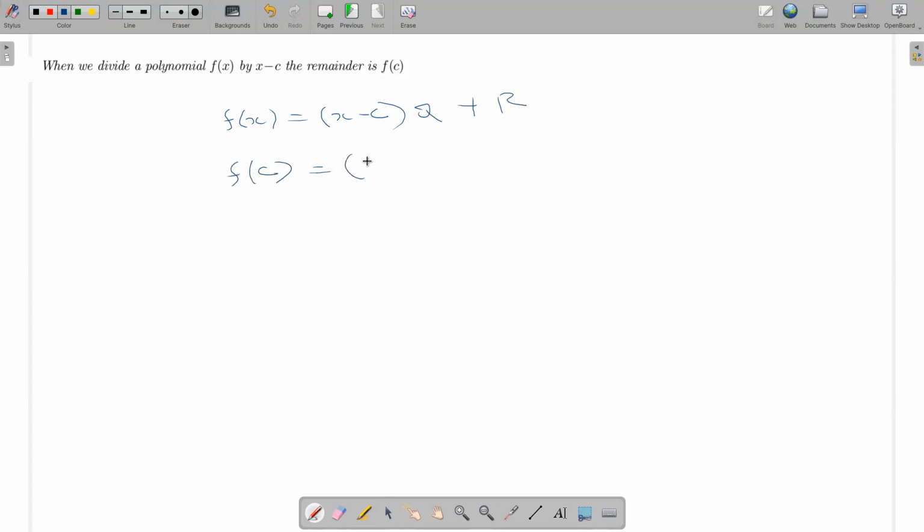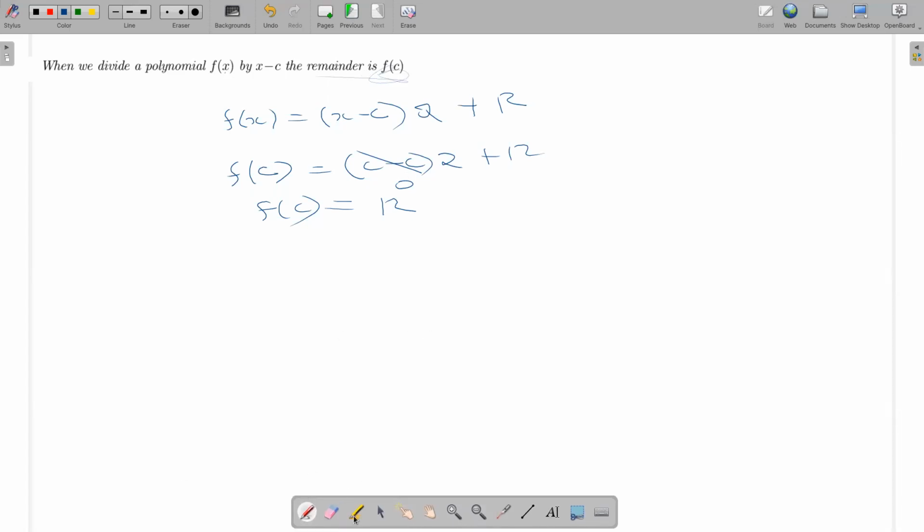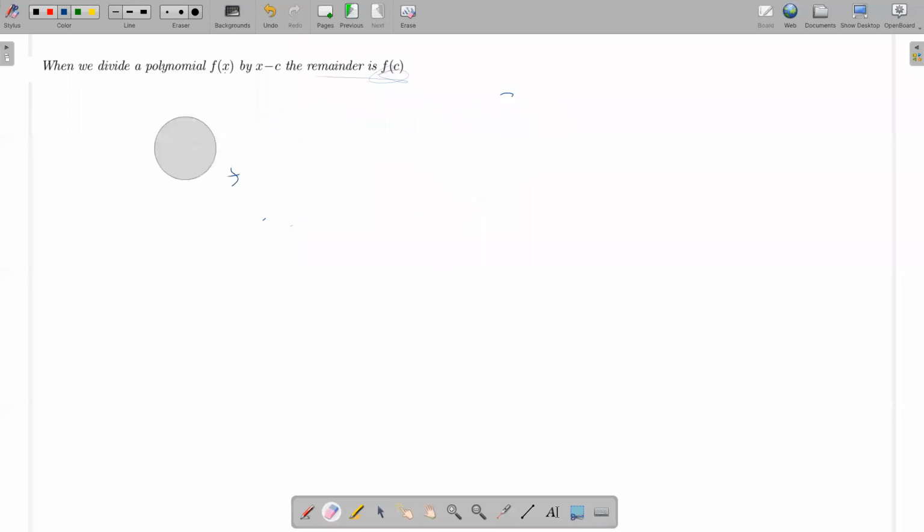This c minus c becomes 0, plus r. So this cancels out because it's 0. I get r equal to f of c. That is the proof of this rule, no? The theorem is very easy. So this is saying when we plug in the c value into the function, the remainder is the same as that. So instead of plugging in, if we want, we can use synthetic division to find that value.